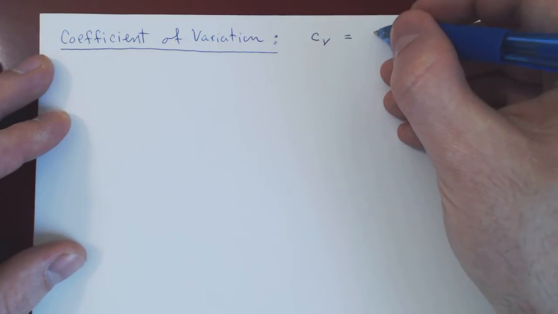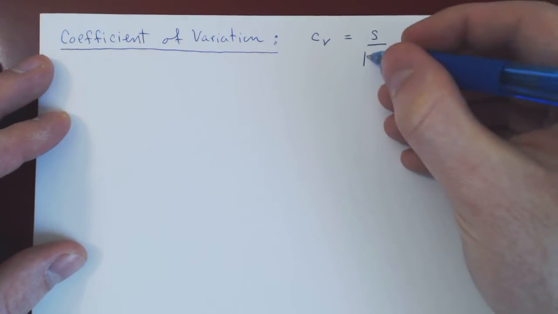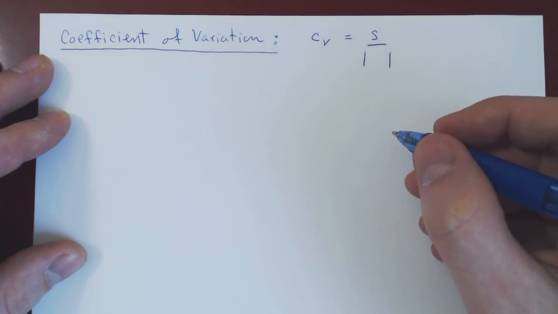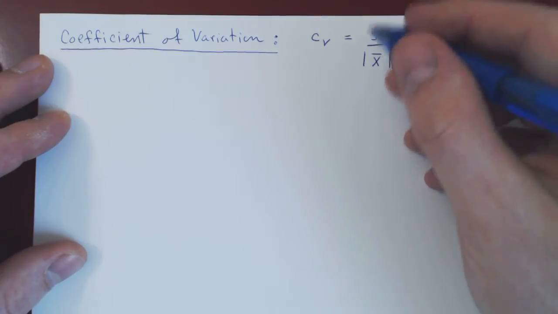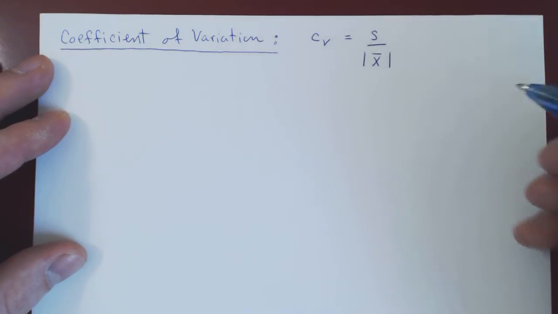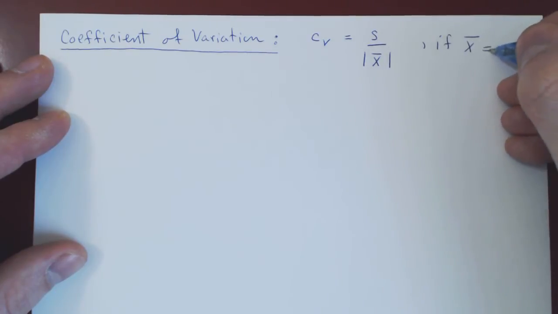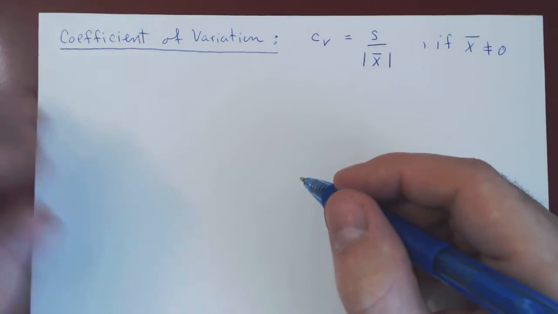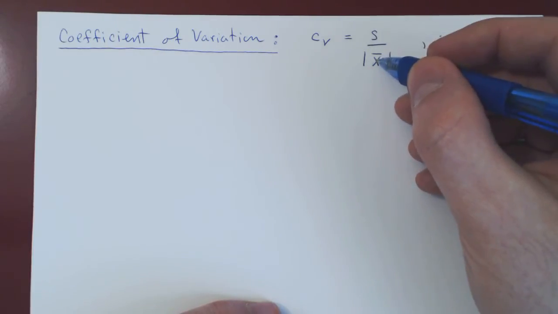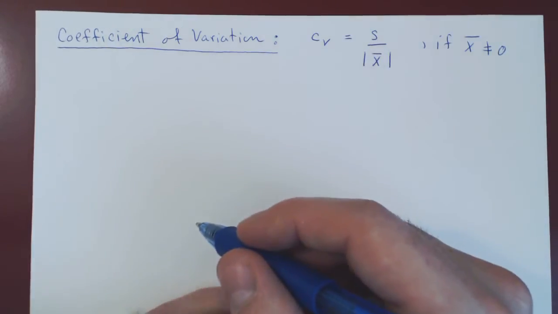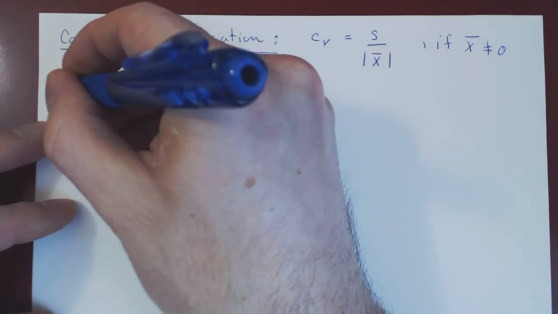All that is the standard deviation over the absolute value. So these little vertical bars mean the absolute value of the sample mean. Of course, this only makes sense if the sample mean is not equal to 0. So it's a relative measure of how big the standard deviation is relative to the size of the sample mean. You may ask, well, why is this interesting? Think of two simple examples.